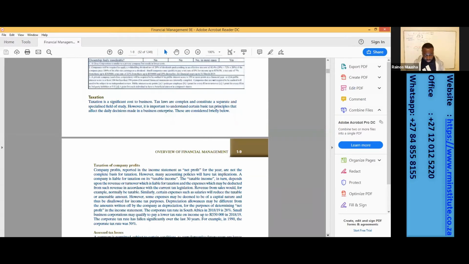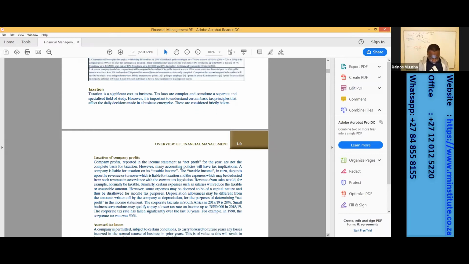The next issue is the issue of taxation. And when it comes to the issue of taxation, they say taxation is a significant cost to business. So tax laws are complex and constitute a separate and specialized field of study. However, it is important to understand certain basic tax principles that affect the daily decisions made in a business enterprise. So they are considered briefly below: taxation of company profits.